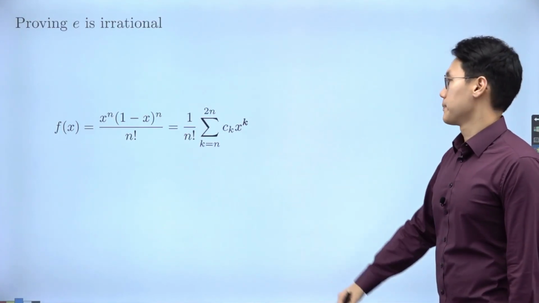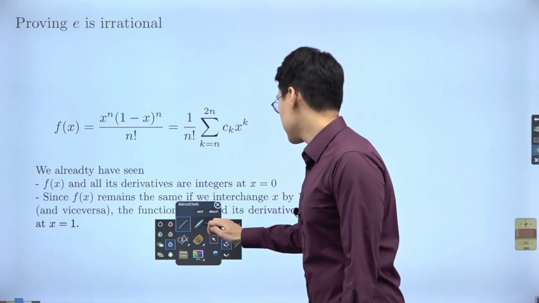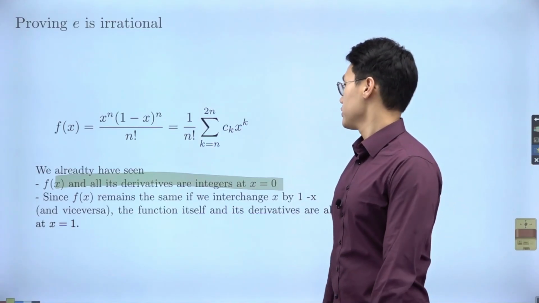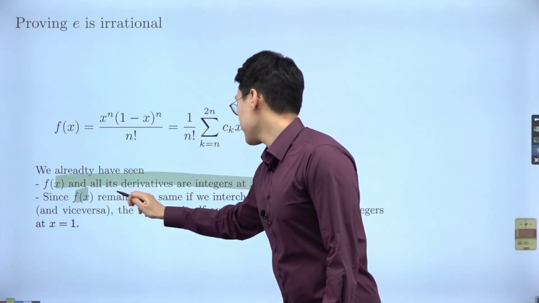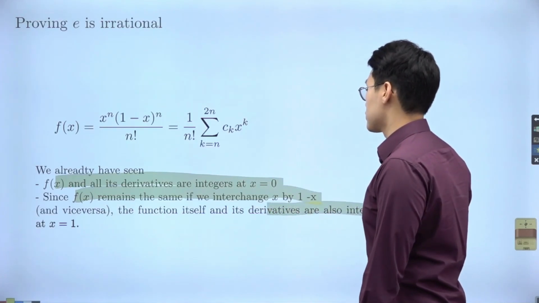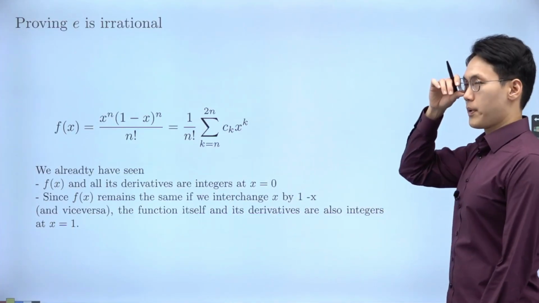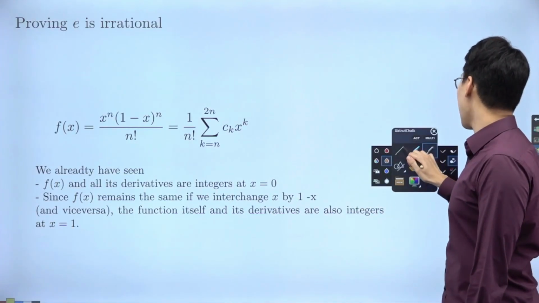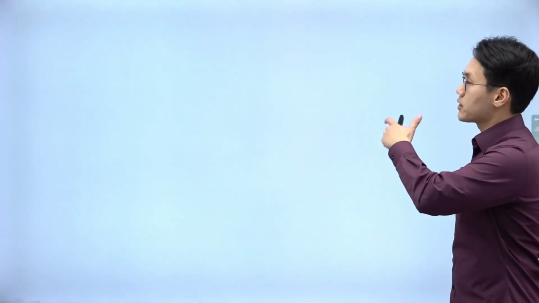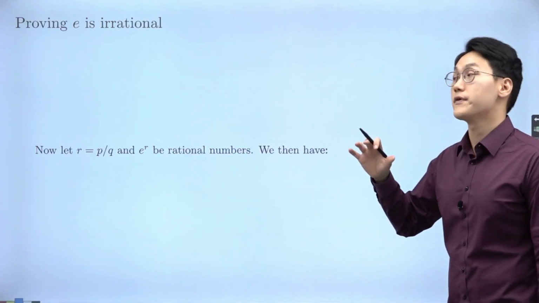So this is the polynomial we just talked about, right? And here the property is that all its derivatives are integers at x equal to 0. You can prove it. And f(x) remains the same if we interchange x and 1 minus x. So the function itself and its derivatives are also integers at x equal to 1. Sure, no problem. All these properties, I don't really need for the result that I'm about to show you for proving the irrational number, because we are not going to use that function directly. We're going to use one variation of it.